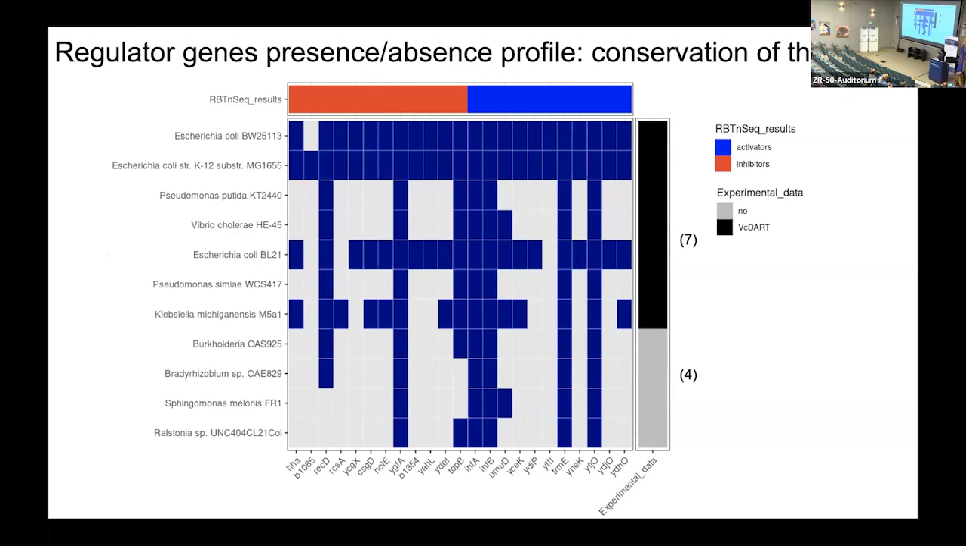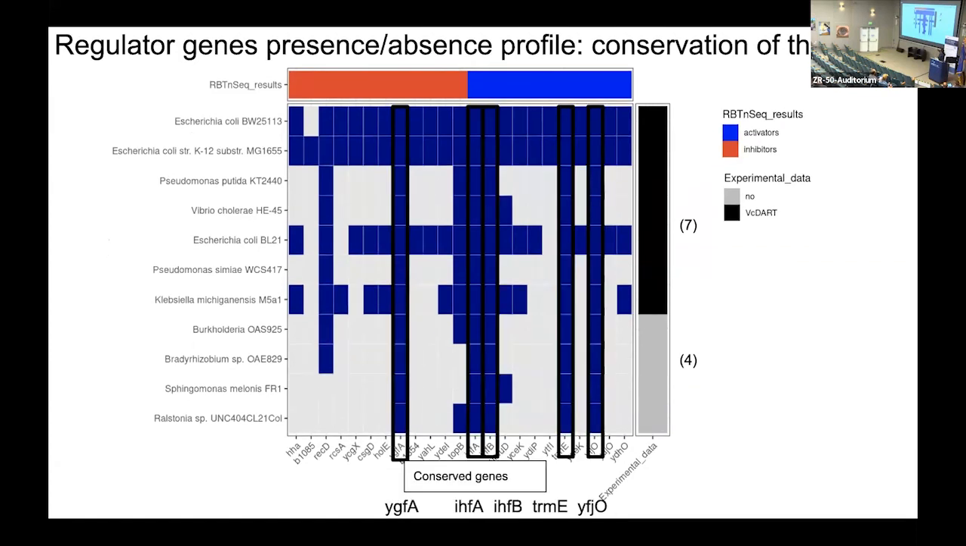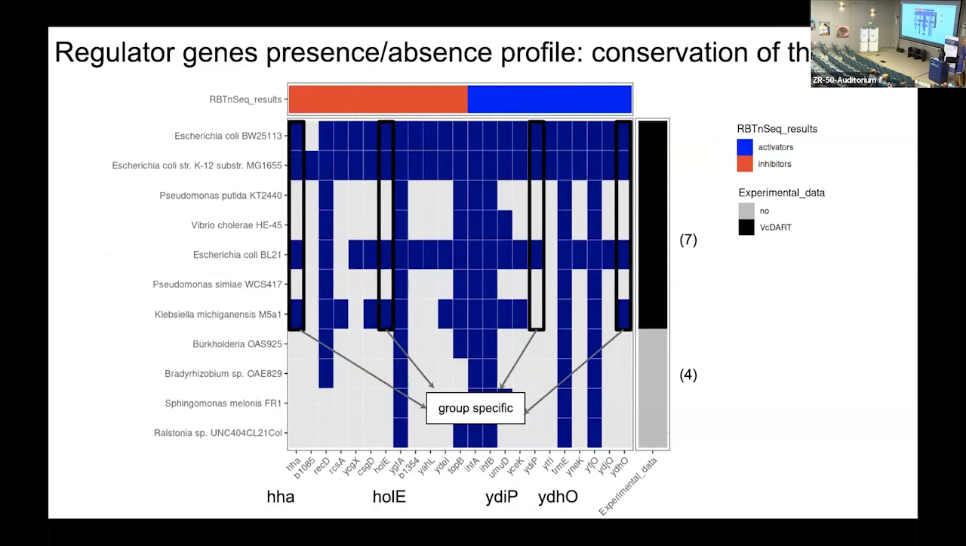In just the very first pass in these 11 genomes for which we have the experimental data, we find 5 different genes that are present in all the genomes, so they're sort of conserved. And 4 different genes which are present mainly in the group in which the DART works. These are the genes that we want to look at because we want to know which candidate regulators are important for DART insertion.